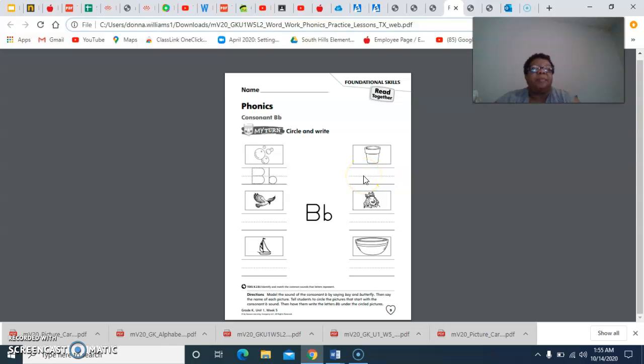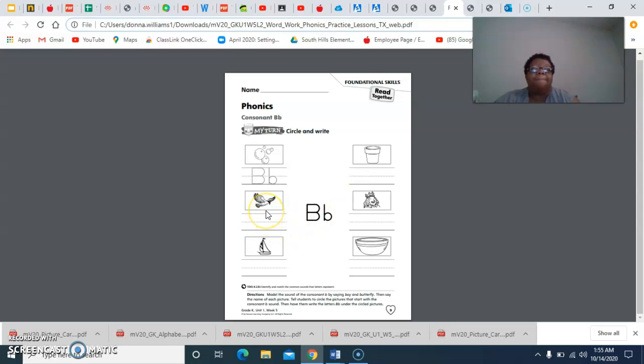Ask someone in your family if you're not sure, and I see a capital P right here. So if you didn't know for sure what P looks like, there's the capital P, and all you have to do is ask someone in your family for the lowercase or the small p to write here.